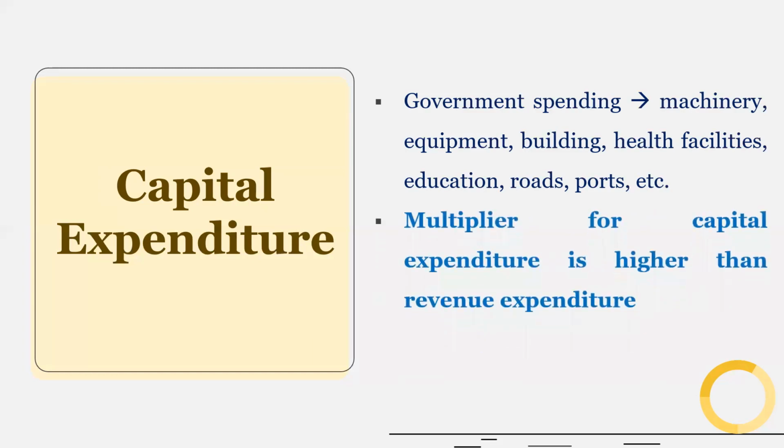And the multiplier for capital expenditure is higher than that of revenue expenditure. So if you are investing 100 rupees as capital expenditure, through the multiplier, the economy can have a GDP increase of more than 100 rupees. So if your capital expenditure multiplier is 2, then GDP will increase by 200 rupees. So that is the idea of capital and revenue expenditure.